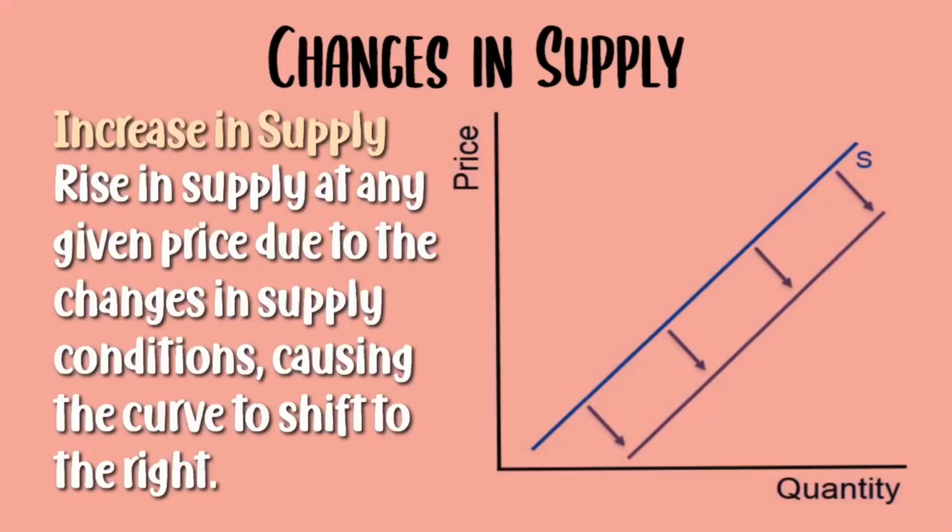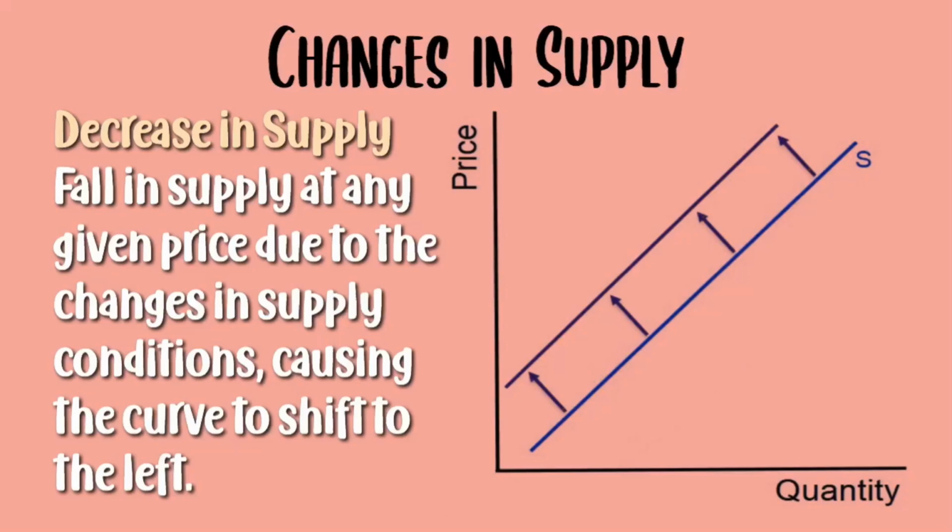So first is increase in supply, and this is a rise in supply at any given price due to the changes in supply conditions. This causes the curve to shift to the right. And then we have a decrease in supply, and this is a fall in supply at any given price due to the changes in supply conditions. This would cause the supply curve to shift to the left.